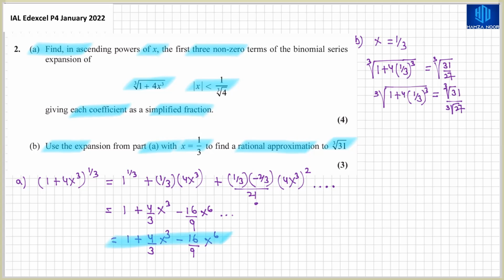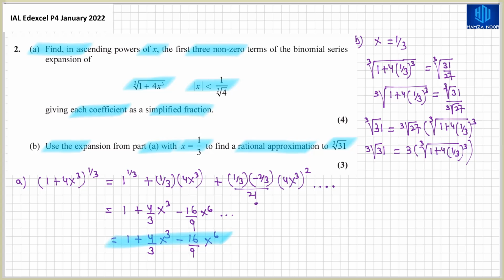All right. So if I make the cube root of 31 the subject of the equation, this will equal the cube root of 27 multiplied by the cube root of (1 plus 4 times (1 over 3) cubed). And since the cube root of 27 is 3, in order to get the value of the cube root of 31, 3 will be multiplied by the expansion of the cube root of (1 plus 4 times (1 over 3) cubed). But we need to find the rational approximation. We need to find an approximated value.